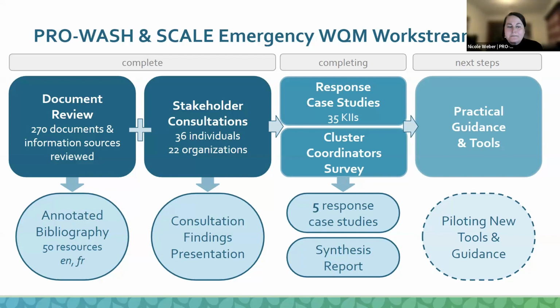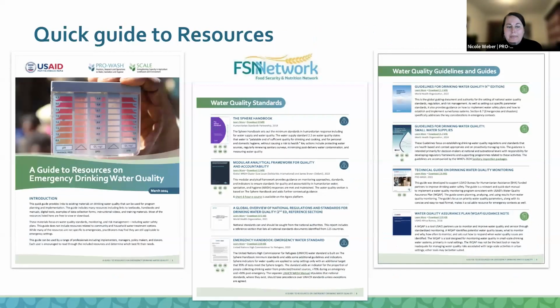Next slide. And so we just want to highlight this today. As Matt mentioned, the Sphere standards includes guidance around water quality guidelines around outbreaks and healthcare facilities. And so that's one of the resources that is in the guide. This guide also includes the WHO drinking water quality guidelines, which are more comprehensive.